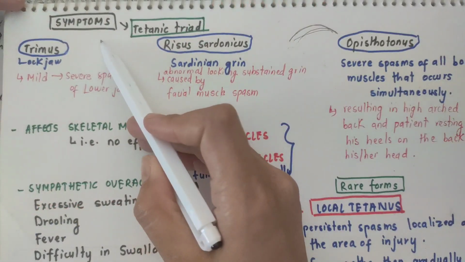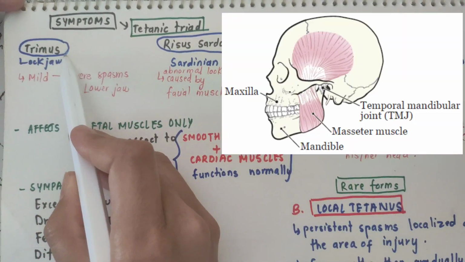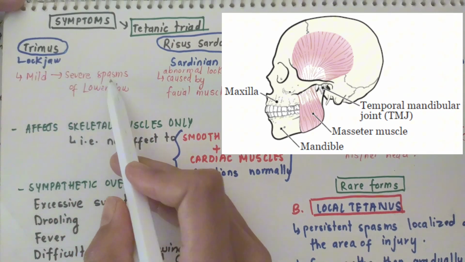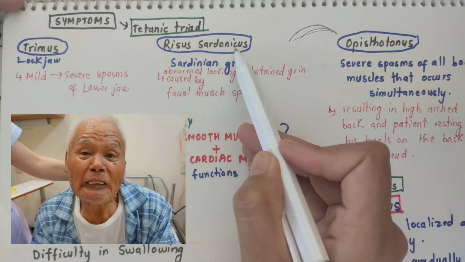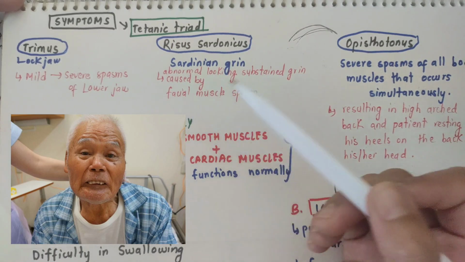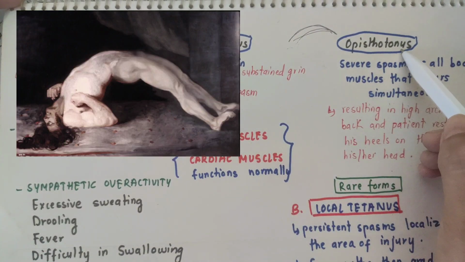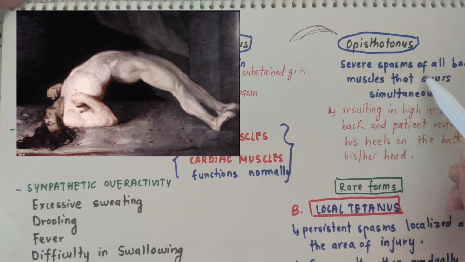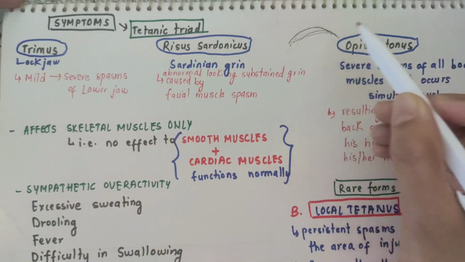Let's talk about symptoms of tetanus. It is also called tetanic triad because three main symptoms are seen. First one, trismus or lockjaw. Here the severe to mild spasm occurs in lower jaw. Second one is risus sardonicus, also known as Sardinian grin. The spasm occurs in facial muscles, showing abnormal sustained grin. Third one is opisthotonus, also known as severe spasm of body muscles that occurs simultaneously. It results in high arched back and patient resting on heels and the back of their head. It forms like an arc shape.